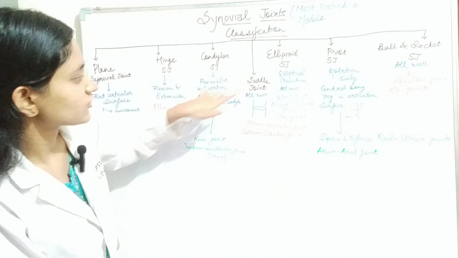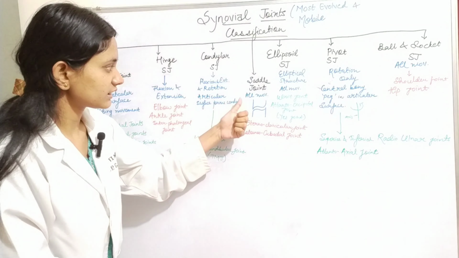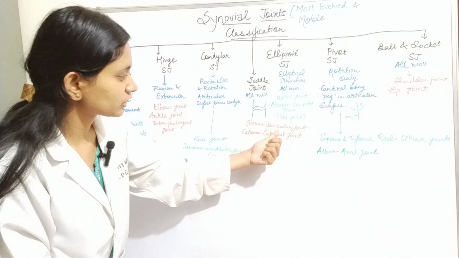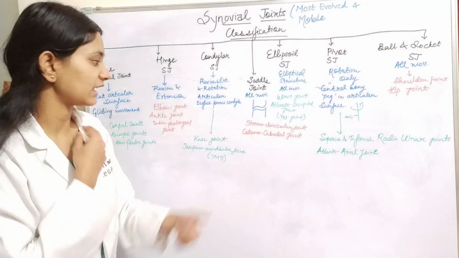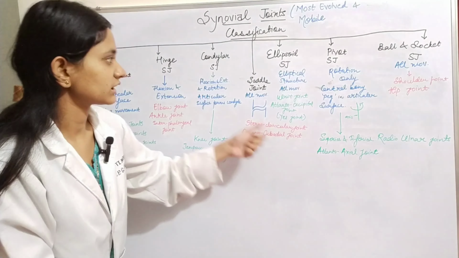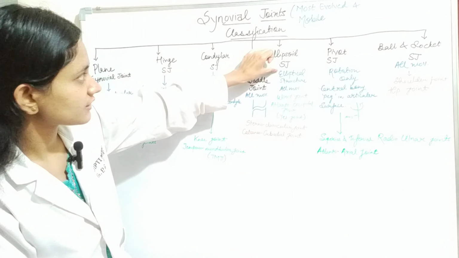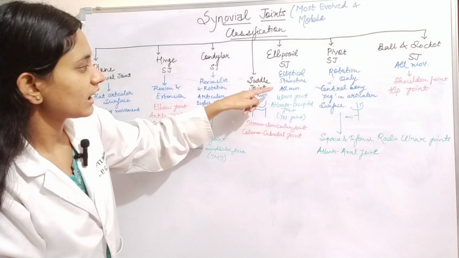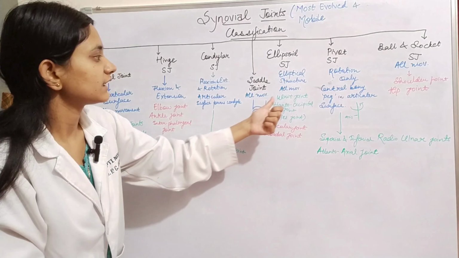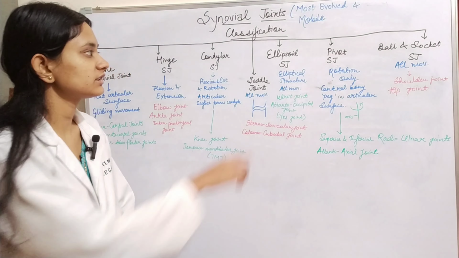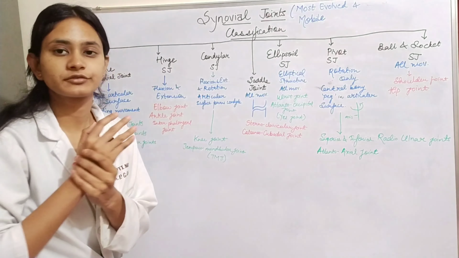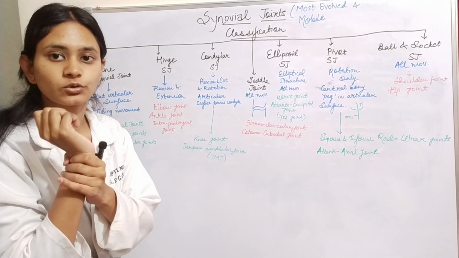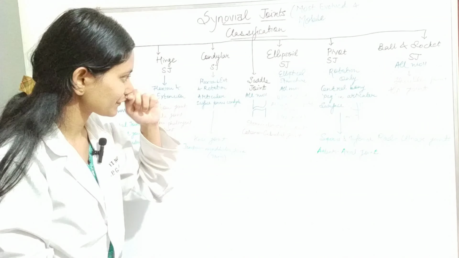The next one is saddle joint. Saddle joint is the joint which shows all kinds of movements, that is sternoclavicular joint, that is between sternum and clavicle. Calcaneocuboidal joint. Ellipsoid synovial joint, it is elliptical structure. This joint has elliptical structure and has all types of movement shown, that is wrist joint. In wrist joint we have elliptical structure. If you see clearly, it shows all movement, flexion, extension and rotation, everything.